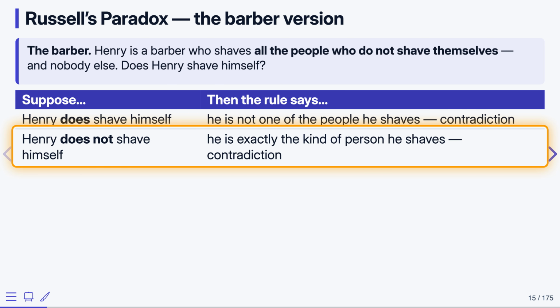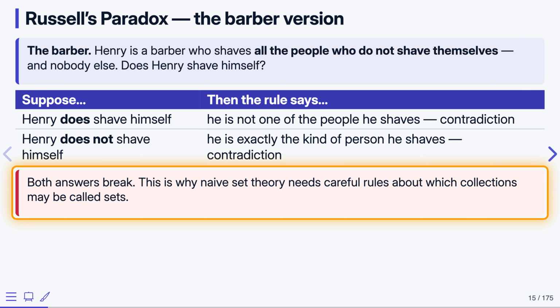Suppose Henry does not shave himself. Then he is exactly the kind of person his rule says he must shave. Contradiction again. Both answers break, and that is the whole point. Some descriptions that sound reasonable do not describe anything at all. This is why naive set theory needs careful rules about which collections may be called sets.